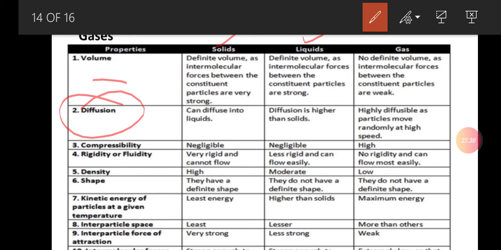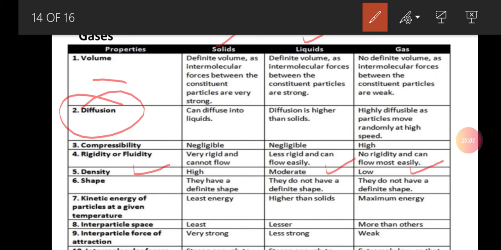Rigidity or fluidity. Solids are very rigid, liquids are less rigid, and gases are not rigid; they can flow most. Density, if you compare, is high in solids, moderate in liquids, whereas gases are less dense. Similarly, we can also compare the shapes. Solids have definite shape, whereas liquids lack a definite shape, and gases also do not have a definite shape.